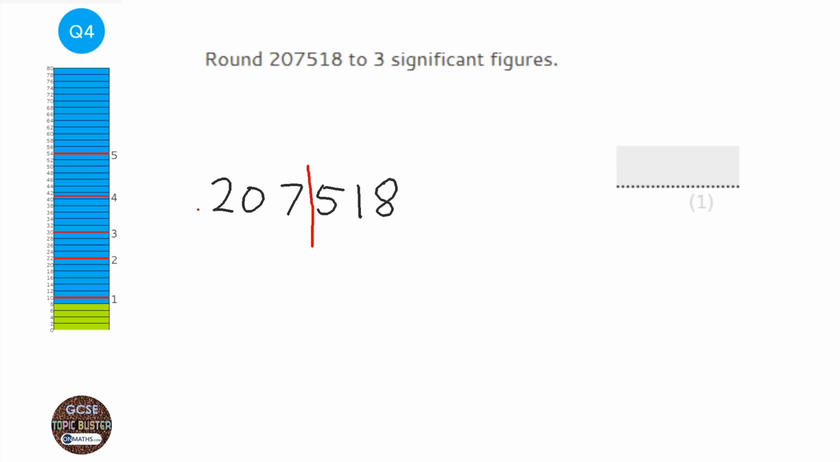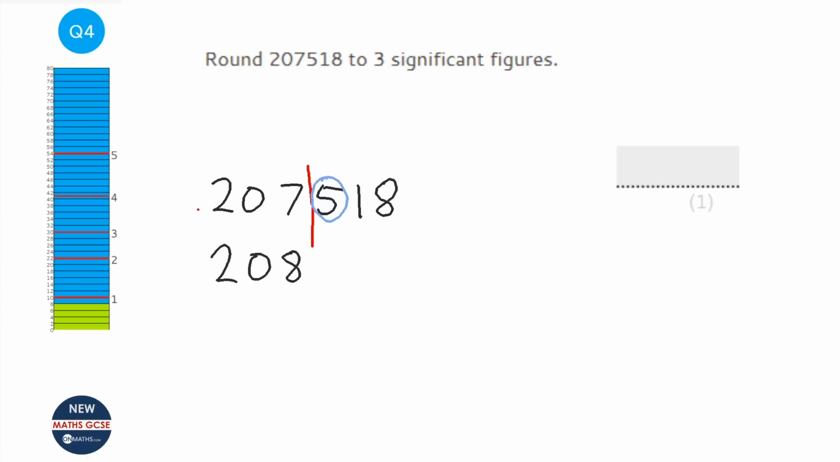Now, all the numbers to the right of that line are going to reset to 0. But before they do, we need to look at this number, and this is called our decider number. If that number that I've circled in blue is 5 or more, it means the 7 goes up to 8. If it's less than 5, the 7 stays the same. Now because it is 5, that 7 will go to an 8.